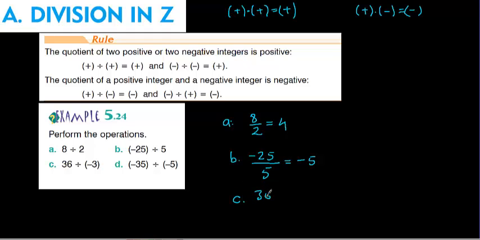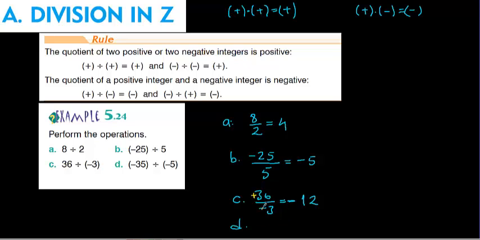The third one is 36 over minus 3. The sign of 36 is plus, and here it's minus, so the sign is minus. 36 over 3 only is going to be 12.